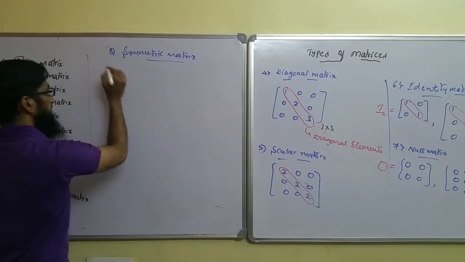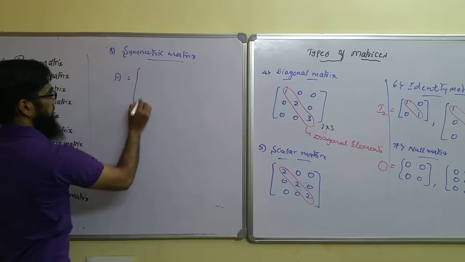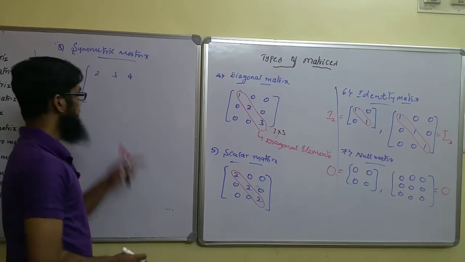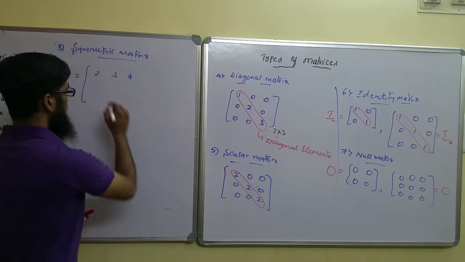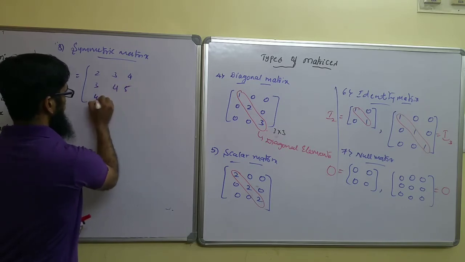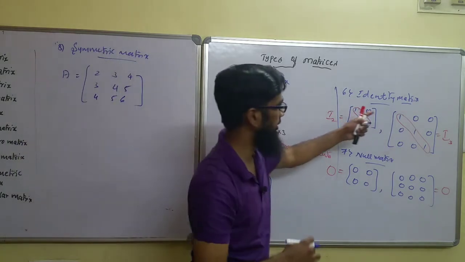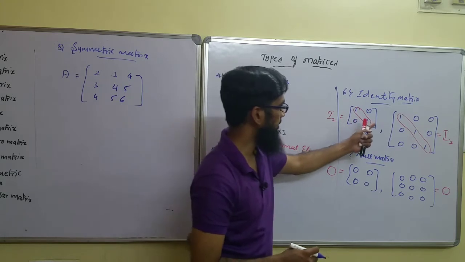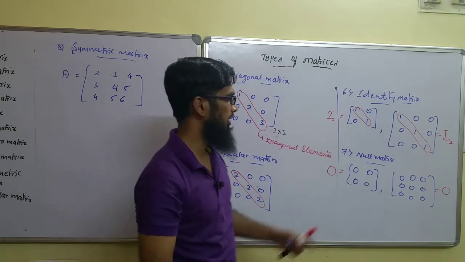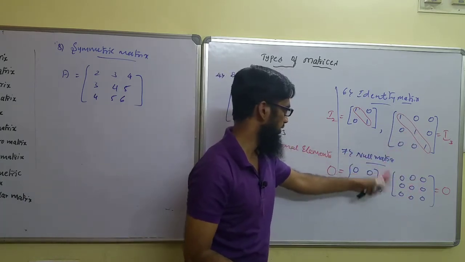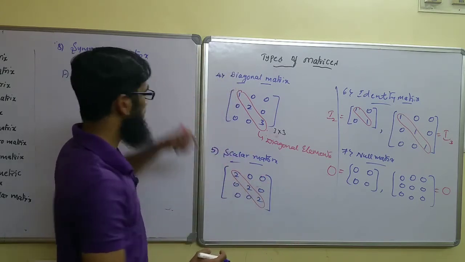Suppose I take the matrix A equal to 2 3 4, 3 4 5, 4 5 6. Before that, I hope you have understood the identity matrix and the null matrix. The identity matrix has diagonal elements only 1 and non-diagonal elements zeros. Similarly, a null matrix means all the elements should be zeros. So now we'll go for the symmetric matrix here.